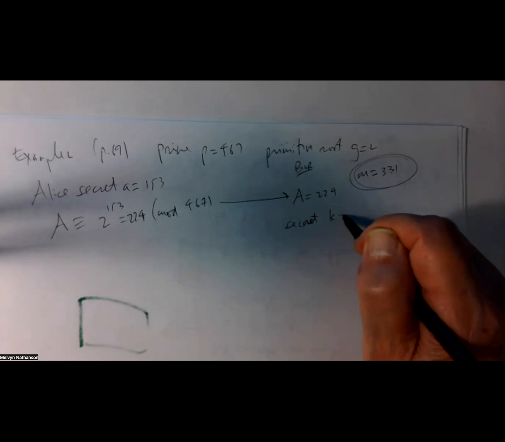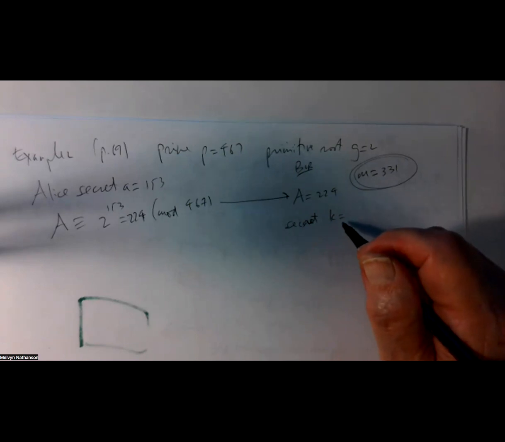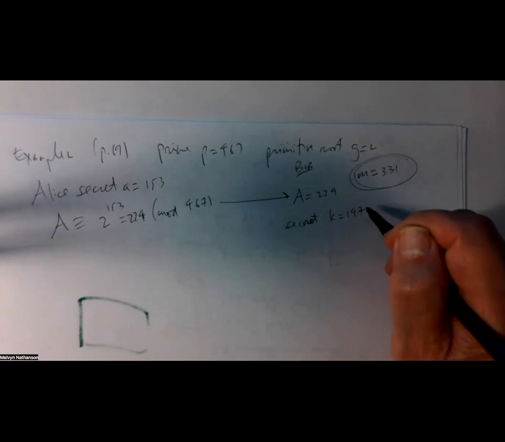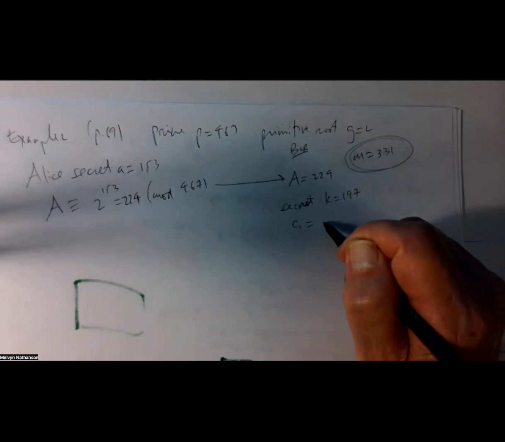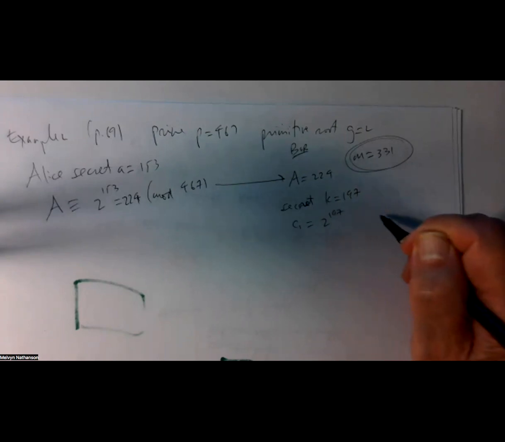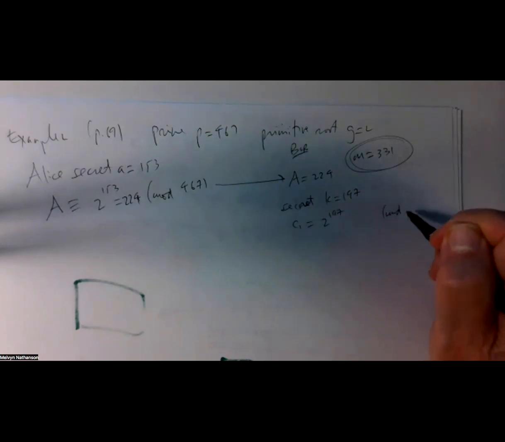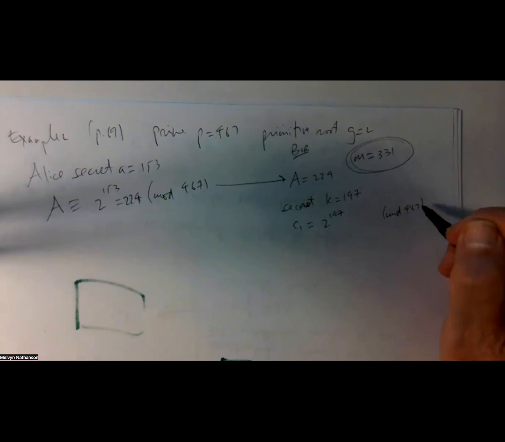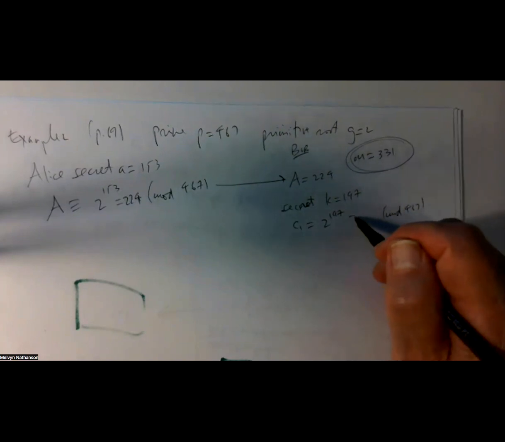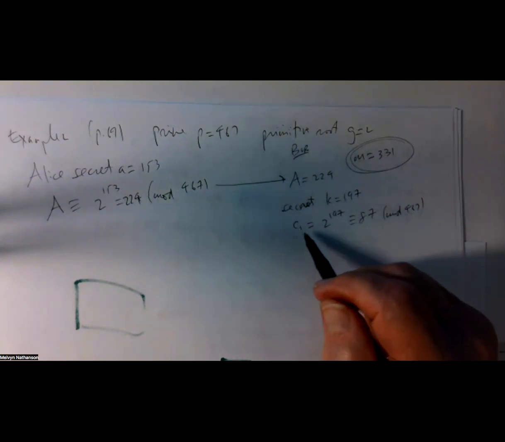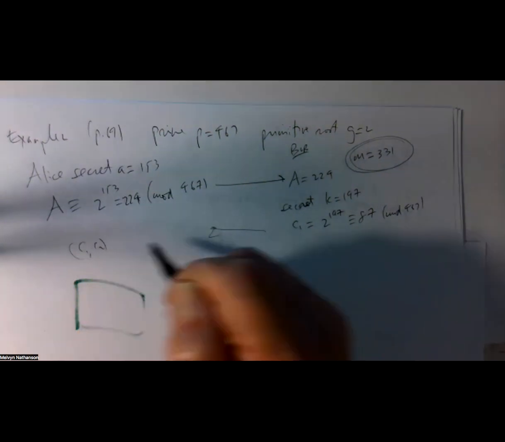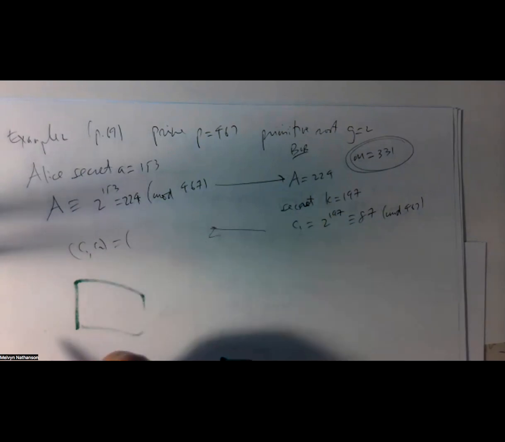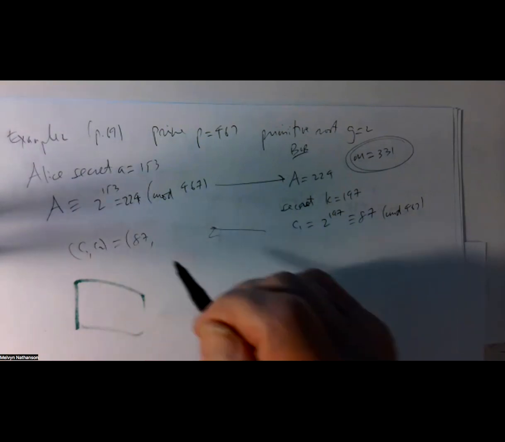So Bob chooses the secret ephemeral key, 197, and computes the number C1, which is 2 to the 197 modulo the prime 467, which turns out to be 87. So in the pair that Bob is sending to Alice, C1 is 87.